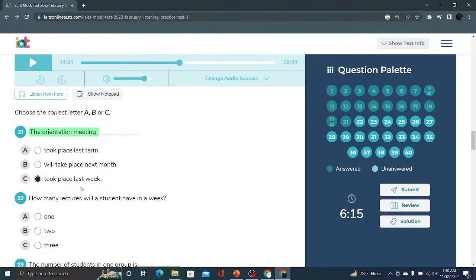So why did I choose option C? Because she was saying that I know there was an orientation meeting last Friday. So last Friday means last week. In option A, it is saying that it took place last term. It's not relevant to last Friday. And in option B, it's saying that it will take place next month. So that's also not relevant to last Friday, but this one is relevant. It took place last week, which is quite similar to last Friday. So that's why the answer would be option C.